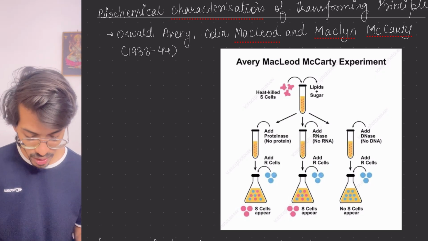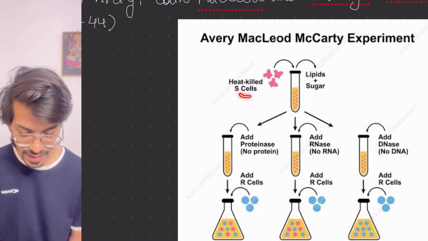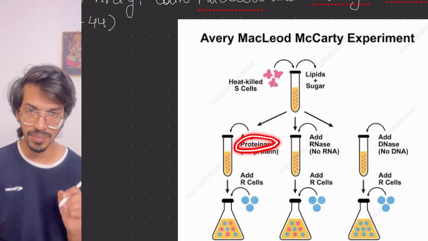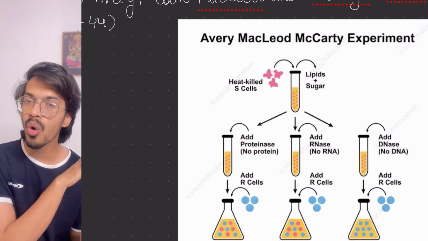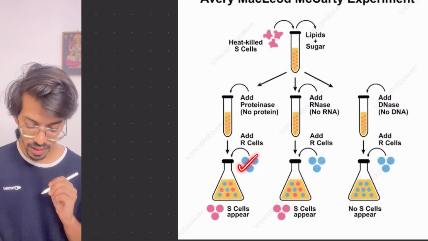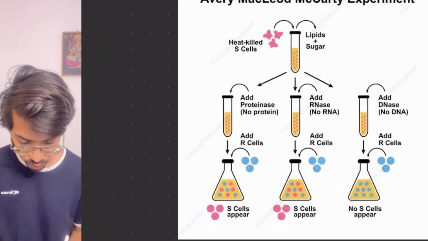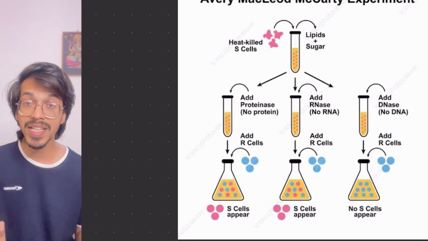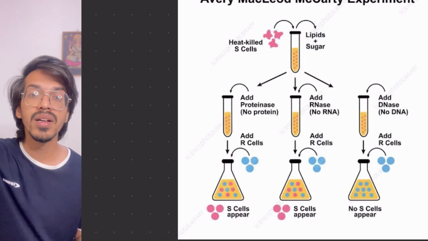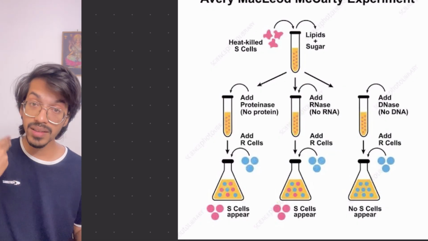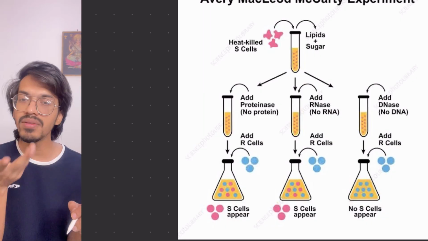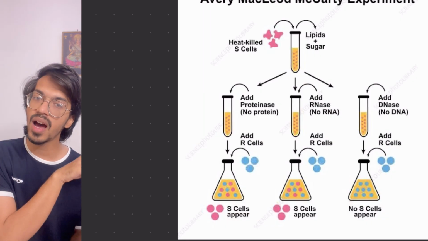So in one case, they took the heat killed S strain. Okay, and in that heat killed S strain, first they put protease enzyme. Protease enzyme will destroy all the proteins present in the heat killed strain, and they give it to the R strain. R strain transforms, means S strain appears. Means what? Okay, we destroyed all of the protein, but still they are being changed into something. Transforming. Means it's not protein, because protein we have already destroyed. So it is something else, either RNA or DNA.